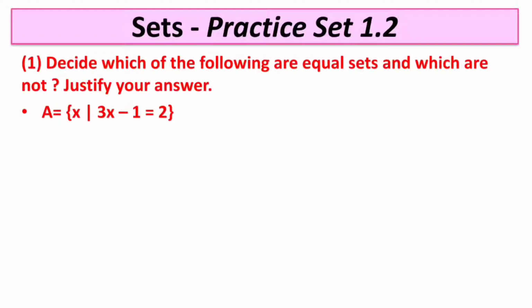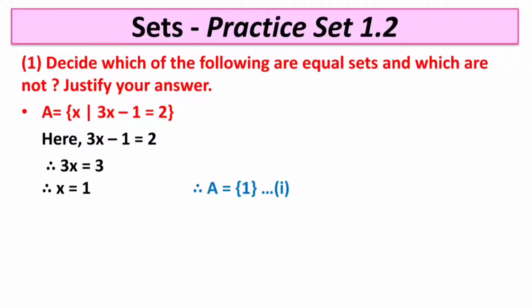Here we have 3x minus 1 equals 2. After transposing 1 from left hand side to right hand side, we get 3x equals 2 plus 1, that is 3x equals 3. So x equals 1. Thus we get A is a set of number 1.